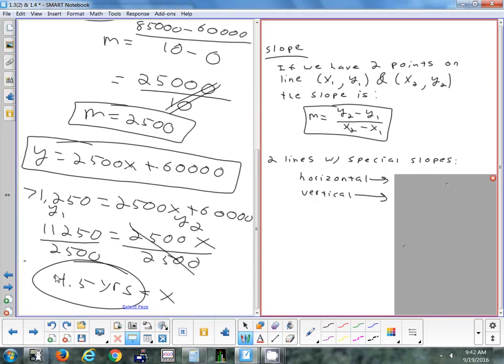There's two lines that have special slopes. Does anybody remember what the slope of a horizontal line is? It's perfectly flat. Horizontal line, slope is 0. How about a vertical line? It's almost like it's infinitely steep. Does anybody know what we normally say? I guess you could say it's infinite, but it's usually a different word we use. Undefined.